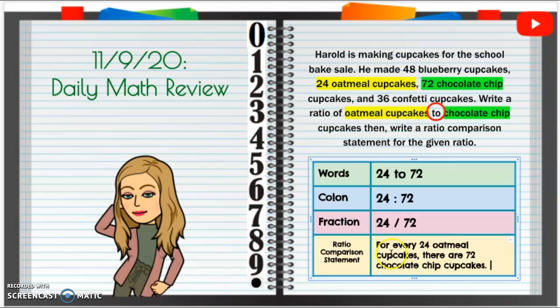For every 24 oatmeal cupcakes, there are 72 chocolate chip cupcakes. That's it for our DMR. Great job!